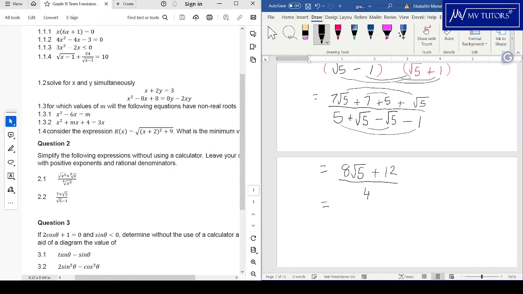So finally, I can simplify this further because I see all of these are common factors, but let me just separate them. Okay, 8 square root of 5 over 4 plus 12 over 4. This will then give me 4 goes into 8 twice, so it's 2 square root of 5 plus 12 divided by 4 is 3. This is rationalizing the denominator. Oh, that was a lot. Let's go to question 3.